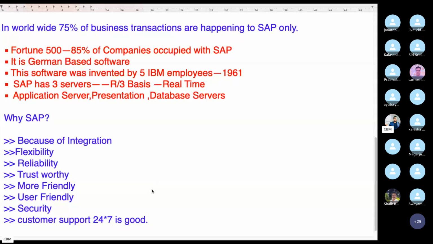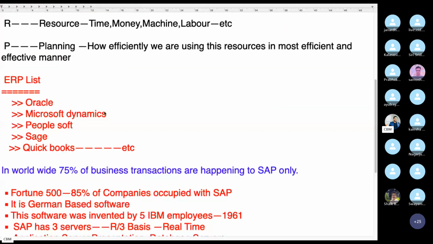Because of integration, flexibility is more in SAP. SAP is connected with all the modules: finance module, MM module, SD module, PP module, QM module. All the modules' integration is good. If you want to see information in a single window, SAP is the best choice. What is ERP? ERP means enterprise resource planning.